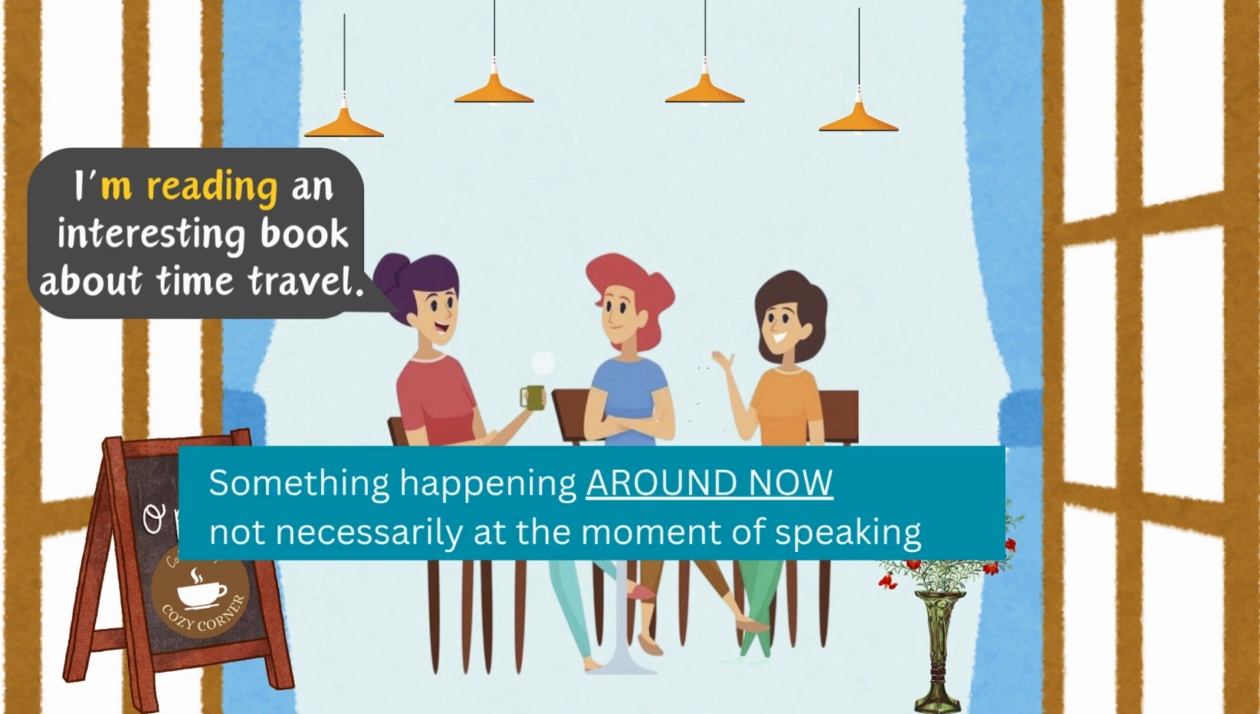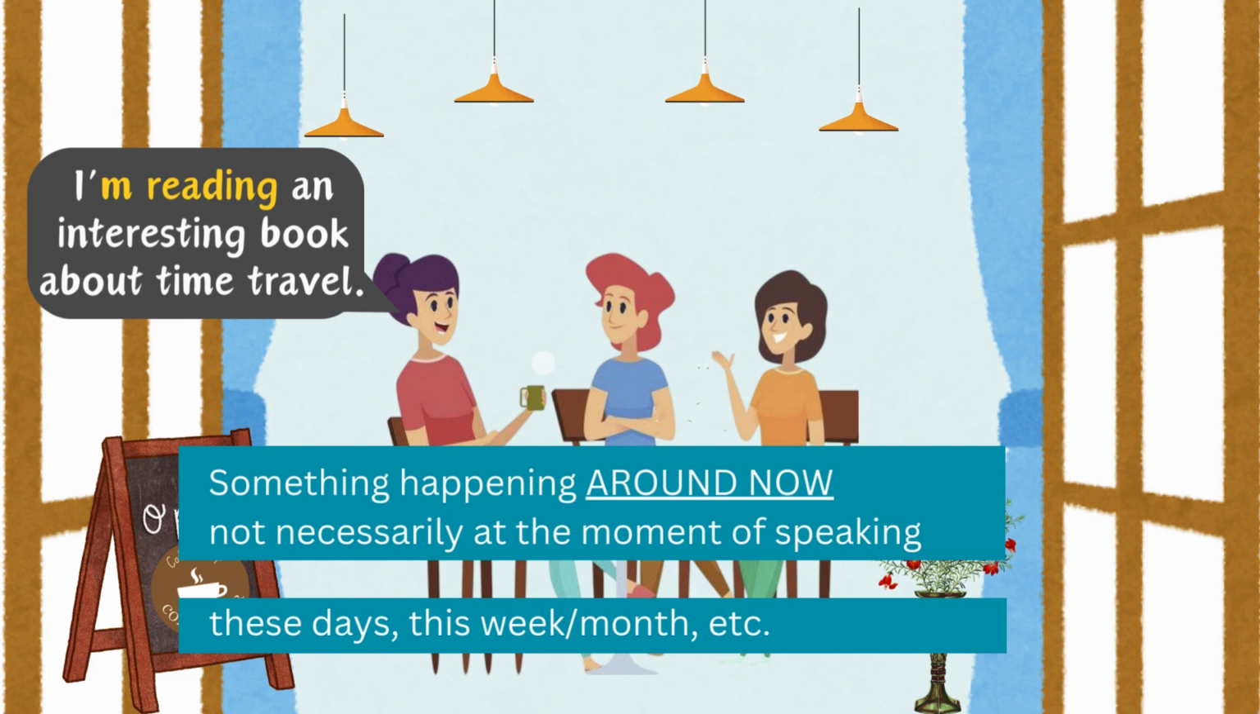But around now, she's reading a book about time travel. It's something she's doing in her life. Maybe she read a few pages in the morning, and maybe she'll read a few pages in the evening. It's something she's doing around now, around the present time. So we use the present continuous.